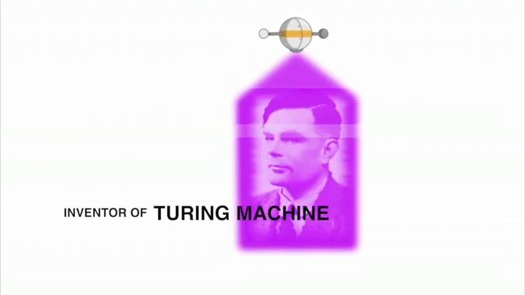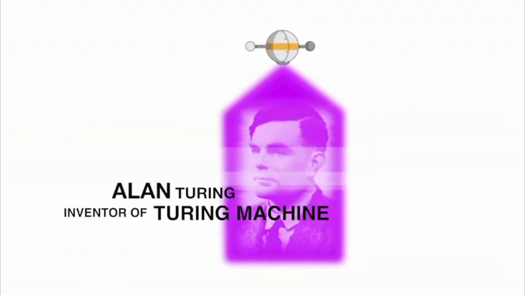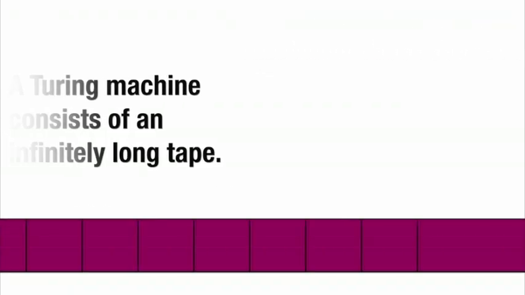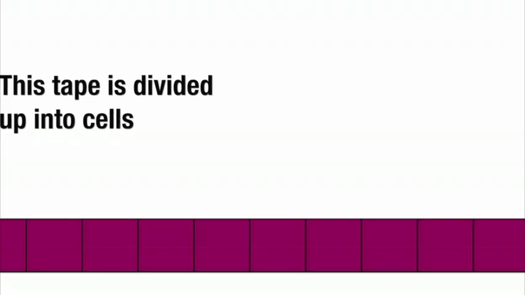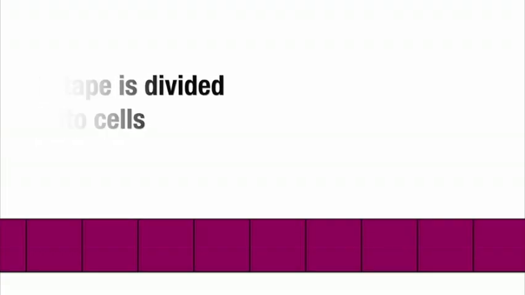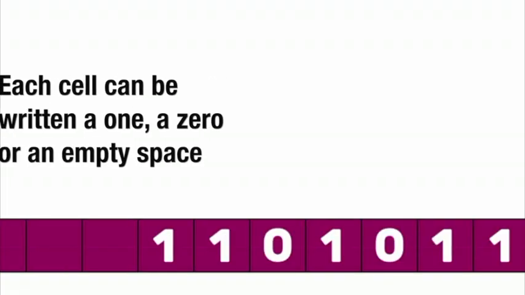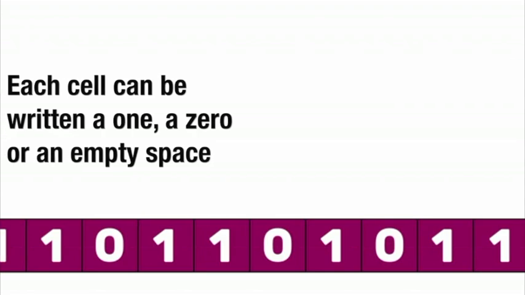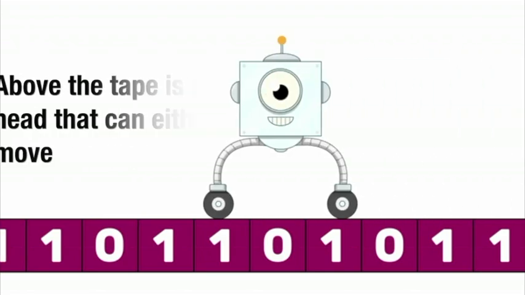Today's topic of discussion is Turing Machine. Turing Machine was invented by Alan Turing in the year 1936. A Turing machine consists of an infinitely long tape which is divided up into cells. Each cell can be written with a 1, a 0 or an empty space.